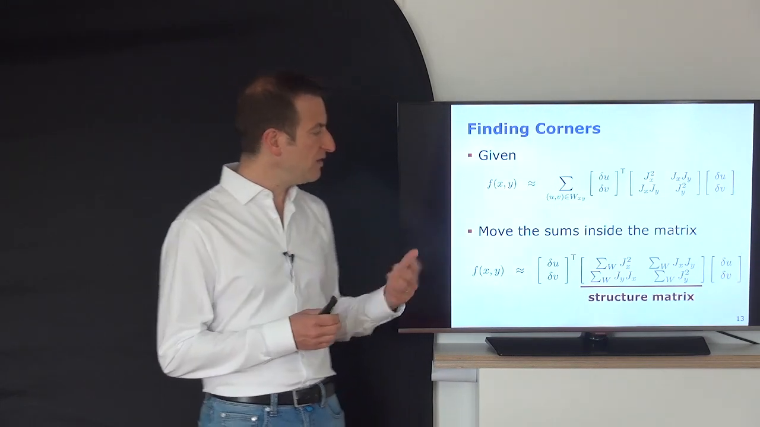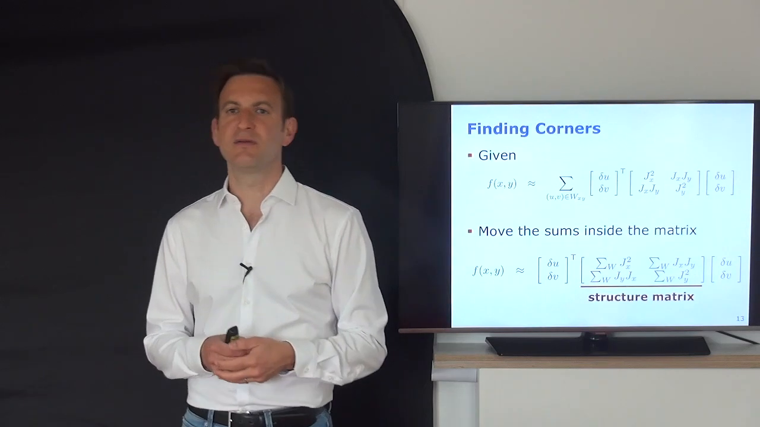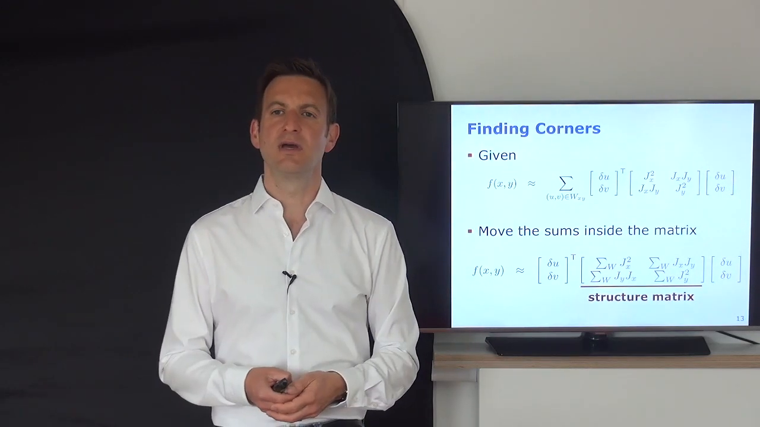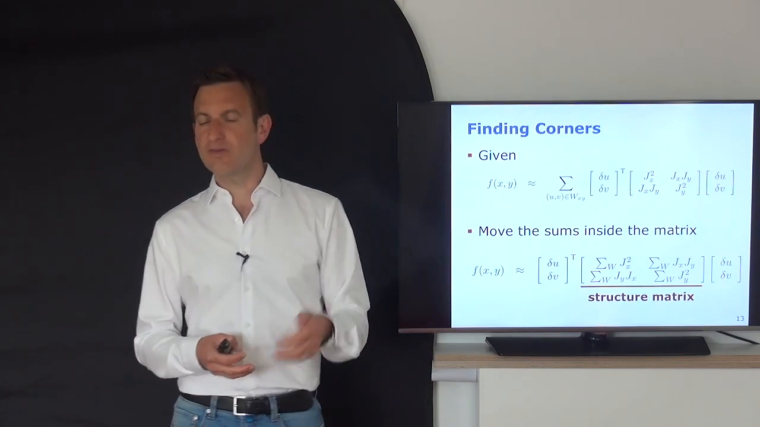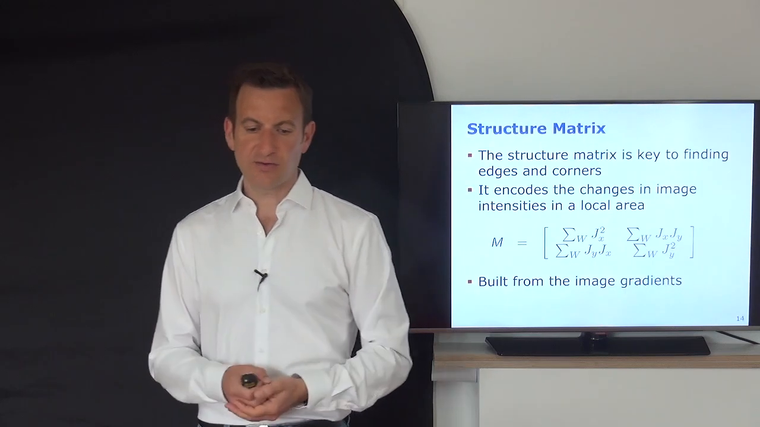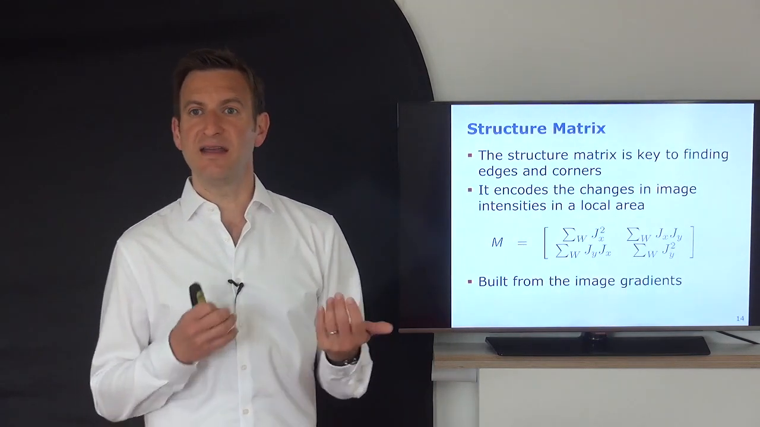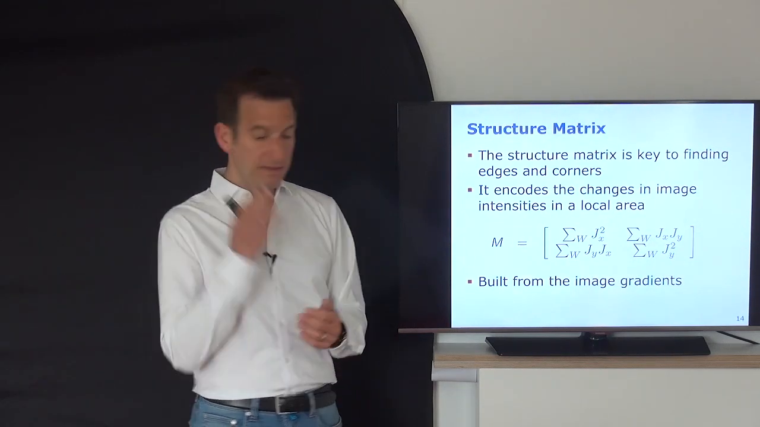And we can see that this matrix provides us with valuable information about how gradients look in an image, and we can use this to decide if a point is a locally distinct point or not. So the structure matrix is key in finding edges and corners, and you can already see this.